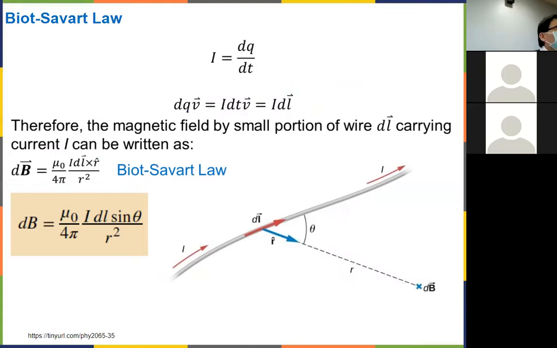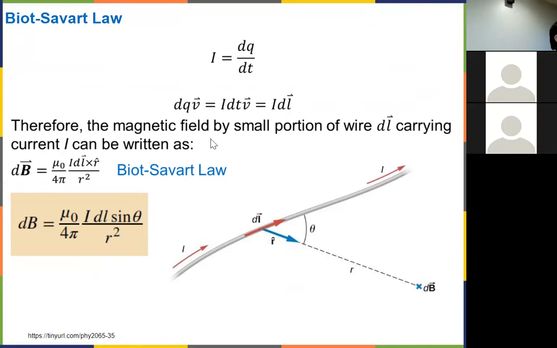Now, if you have a wire that carries current, many times the wire is not straight. It's probably a curved wire. Then for the magnetic field produced by that wire, you will be doing integration. So take a small part of the wire, dl, and you will have I dl here instead.